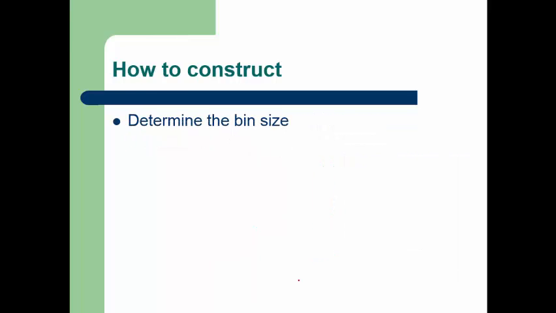If we're going to construct these, the first thing we want to do is determine bin size. A great way to start that off is to take the range and divide by 5. That's because we want a minimum of 5 bins. That gives our reader a good look. It separates the data enough to start analyzing the shape and the spread. We get a better feel for it.